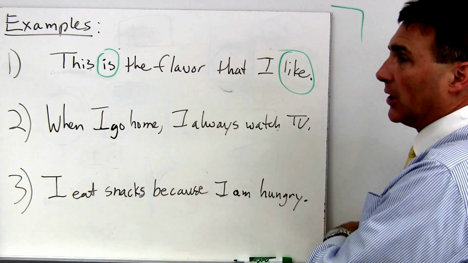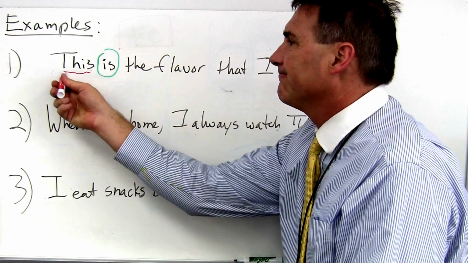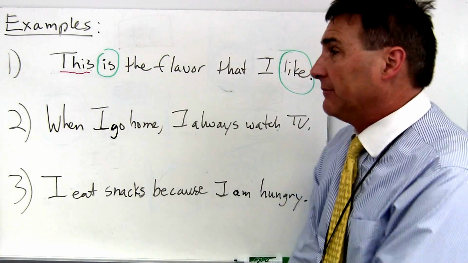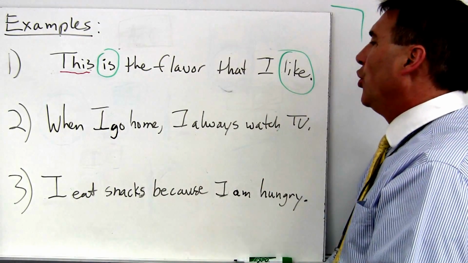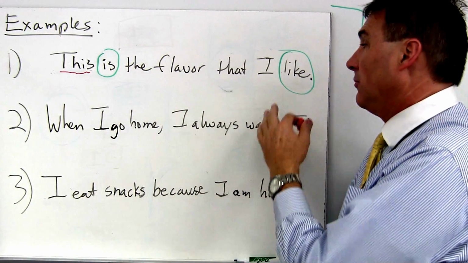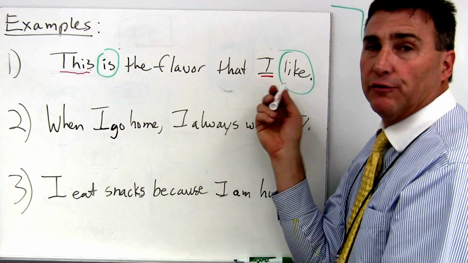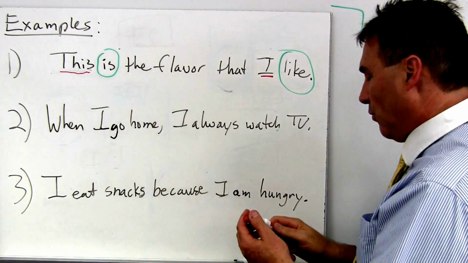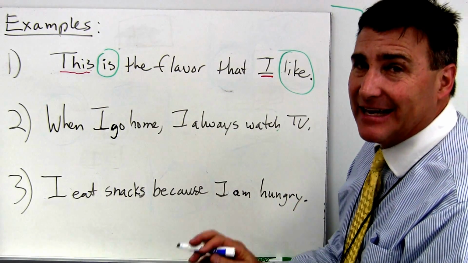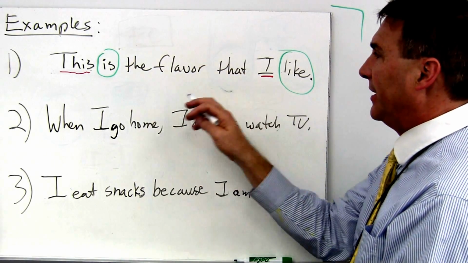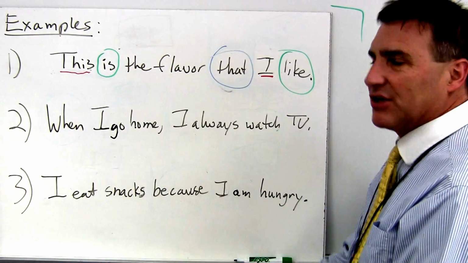What about our subjects? I'll underline the subjects in red. What is the flavor that I like? This, a demonstrative pronoun, is the subject of is. Let's go look for like. Who or what is doing the liking? I like. So there's subject 1, verb 1, subject 2, verb 2. Where's the dividing line? Well, if we're keeping our eyes open for subordinators, they can give us a hint. Where's the subordinator between them? This is the flavor that I like. That I like. Isn't that a subordinator?